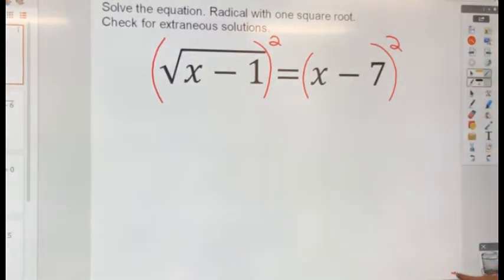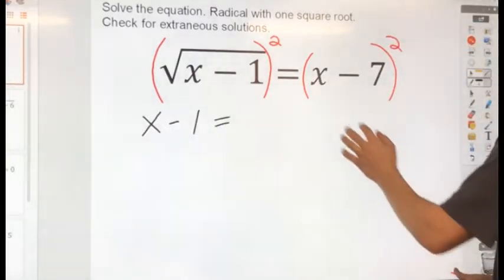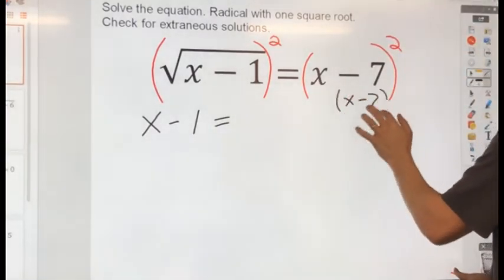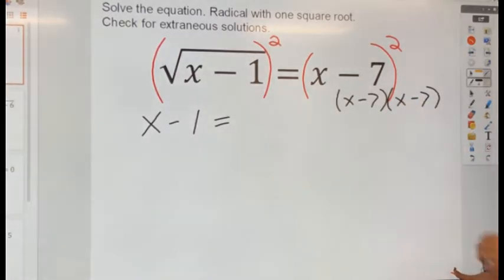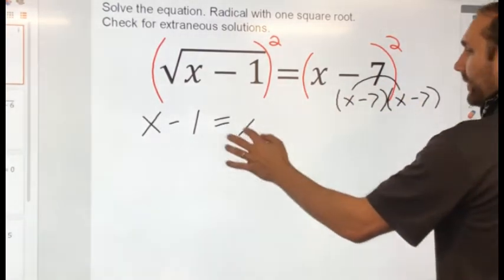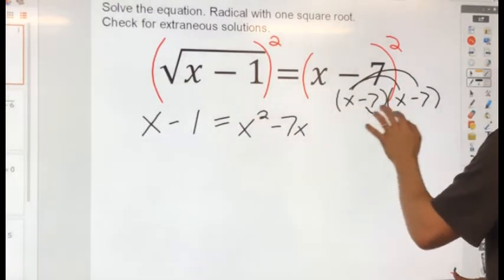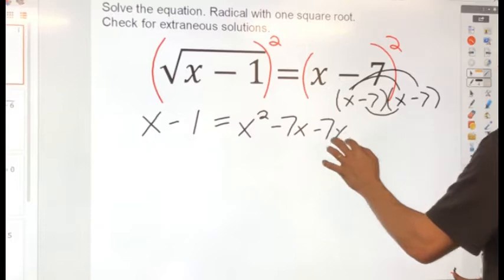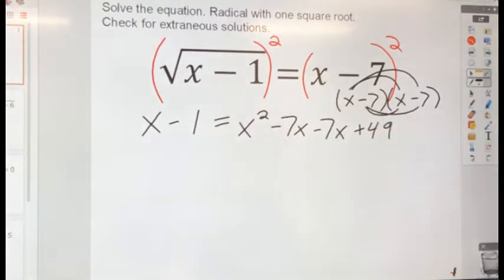Now, doing so gets rid of my radical. x minus 1 equals, here, can be rewritten as x minus 7 times x minus 7. Then I need to distribute. So x times x is x squared. x times negative 7, negative 7x. Negative 7x times x is negative 7x. And negative 7 times negative 7 is a plus 49.